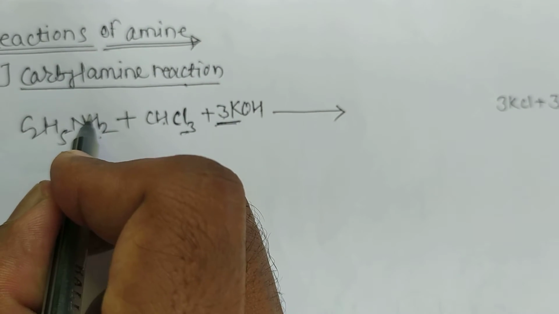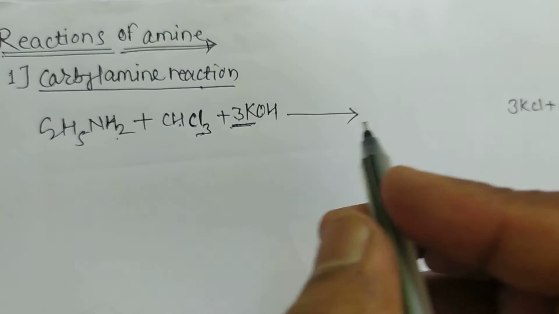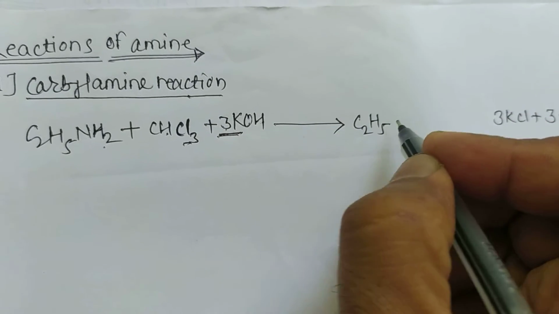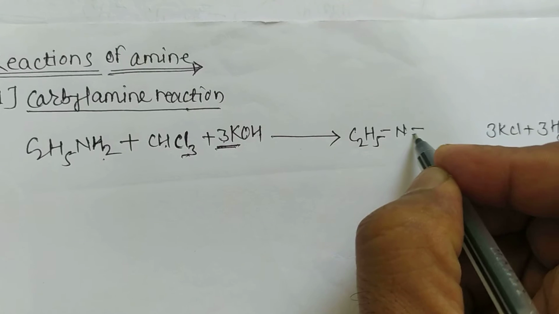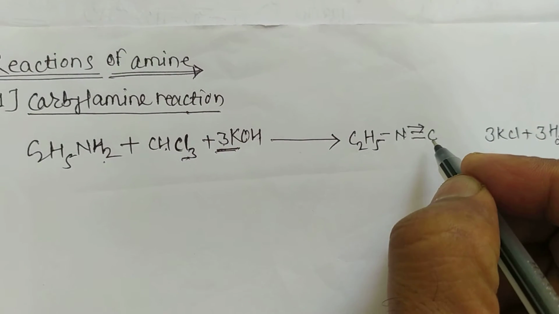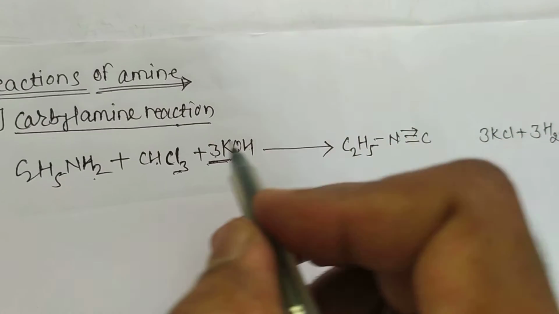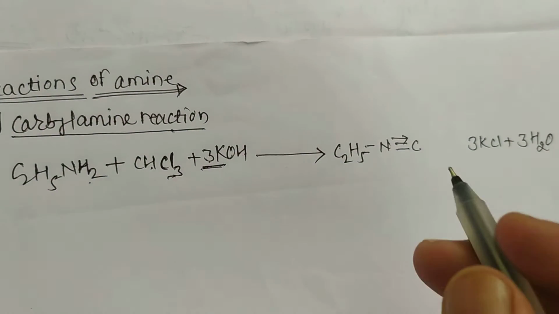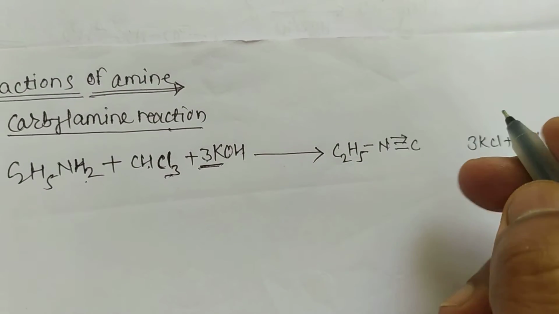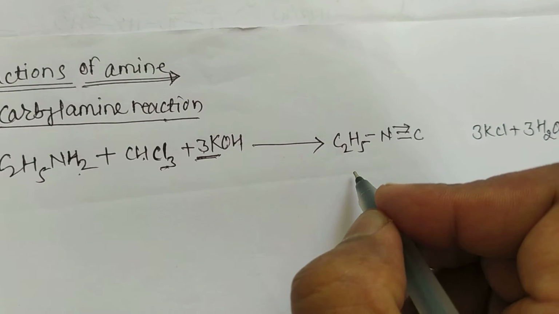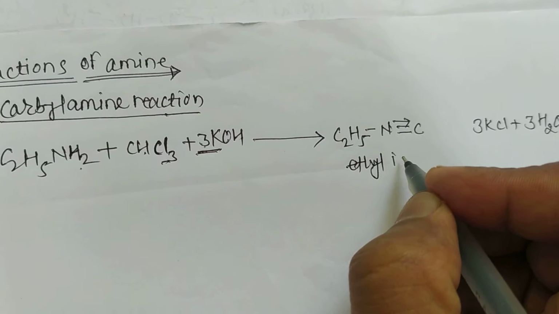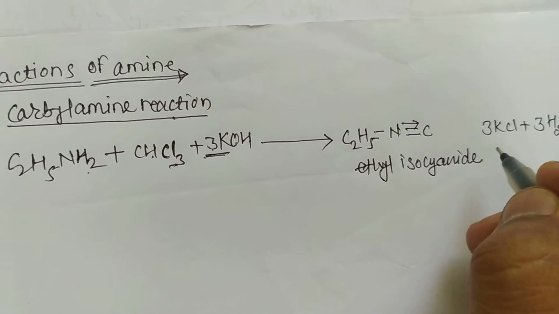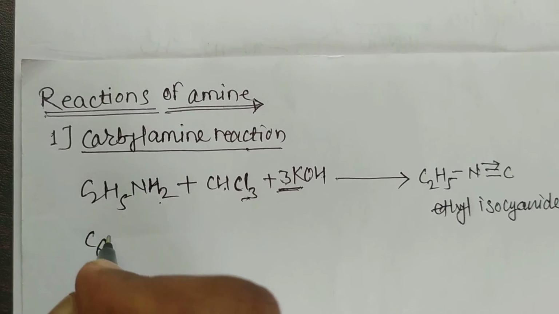This nitrogen containing 2 hydrogen atoms forms 2 bonds with this carbon, means C2H5, N double bond C, and this lone pair of electrons is also combined to this carbon and it forms a triple bond with nitrogen, and it gives ethyl isocyanide. Ethyl isocyanide.